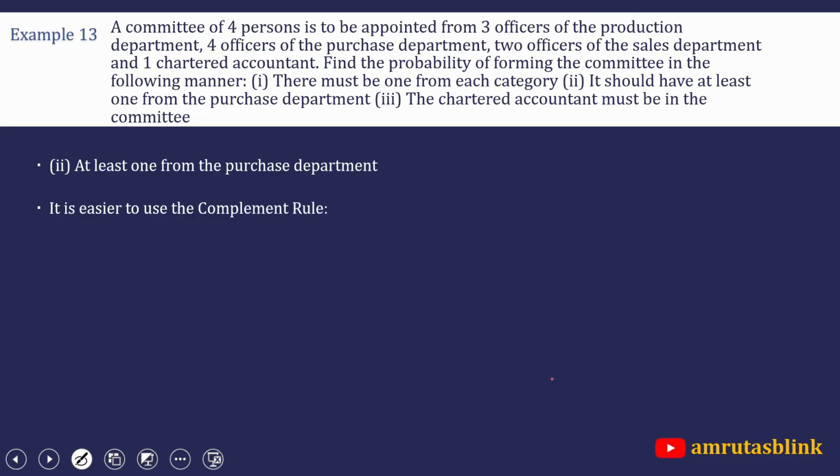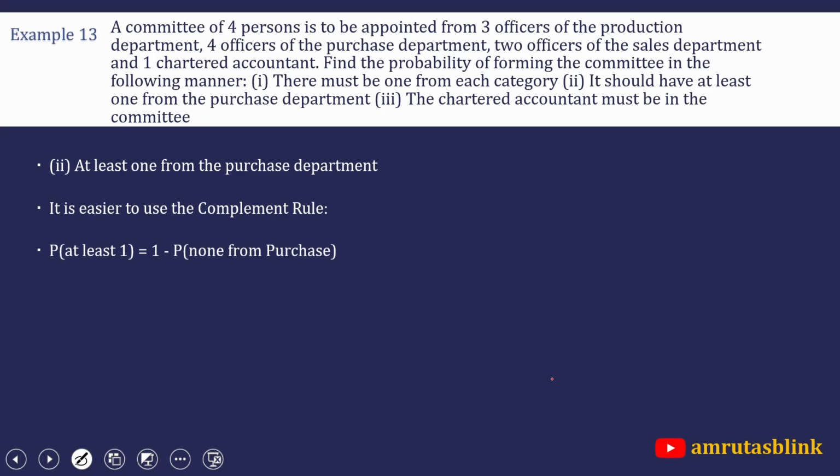Now the second case is there should be at least one from the purchase department. Now here also we will use the complement rule. Wherever you find an at least one case, it is advisable to solve it with the complement rule.